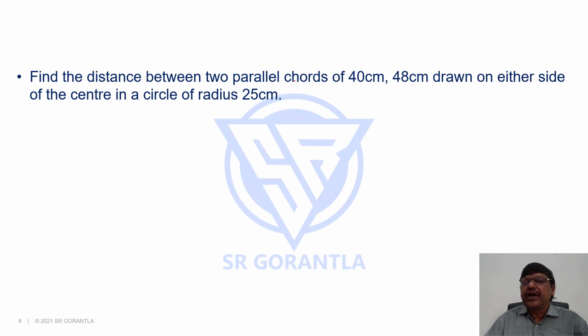Find the distance between two parallel chords of 40 centimeters and 48 centimeters drawn on either side of the center in a circle of radius 25 centimeters. Now, if I look at a circle, this is the center. They are drawn on either side, in other words, on the opposite sides of the center. So one is 40, the other one is 48.